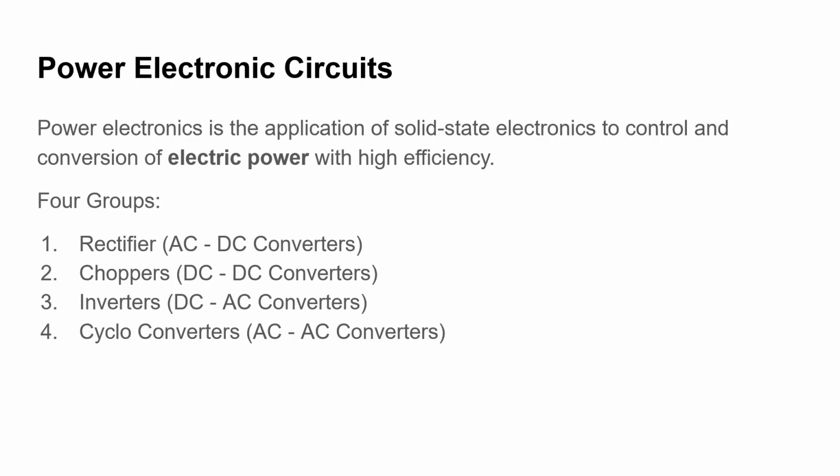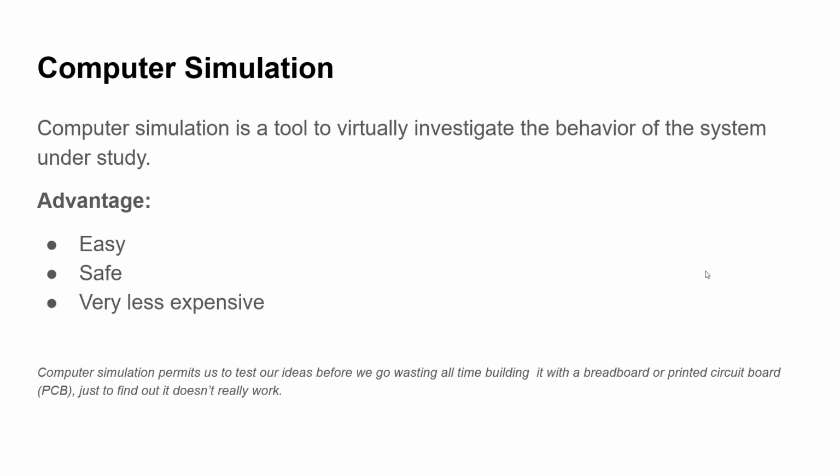But in order to rectify the situation, what we can do is use computer simulation. Computer simulation is a tool to virtually investigate the behavior of the system under study. Computer simulation of power electronics can be a very easy, safe, and cheap way to observe the behavior of the converters, that is the voltage of nodes, current at the branches, etc. And ensure that the converters do exactly what we need.